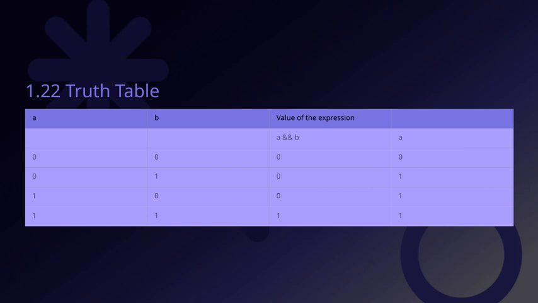Understanding this is crucial because it ties directly into how complex logical expressions are built up from simple operations. So, as we move forward, keep in mind how these basic truth tables form the building blocks for more advanced logical reasoning and programming logic.